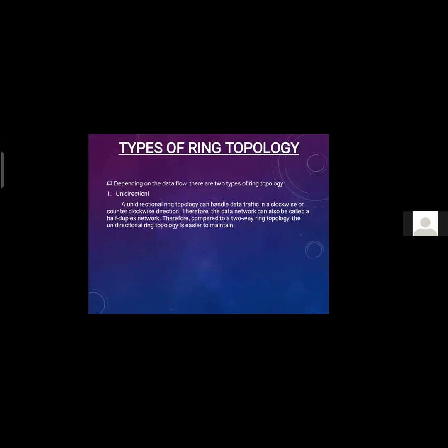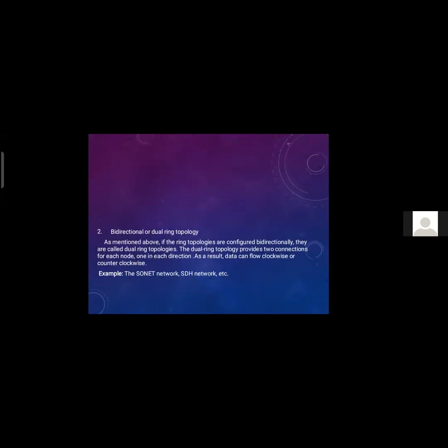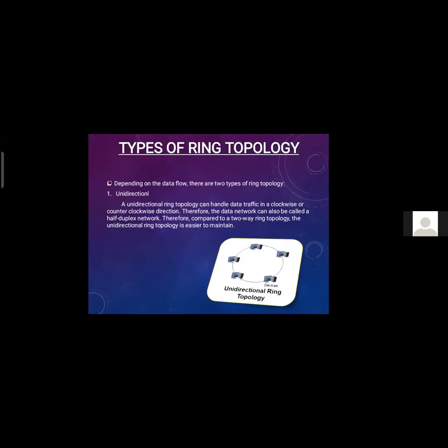Types of ring topology. There are two types of ring topology. First is unidirectional. A unidirectional ring topology can handle data traffic in a clockwise or counterclockwise direction. Therefore, the data network can also be called a half duplex network. Compared to two-way ring topology, the unidirectional ring topology is easier to maintain.